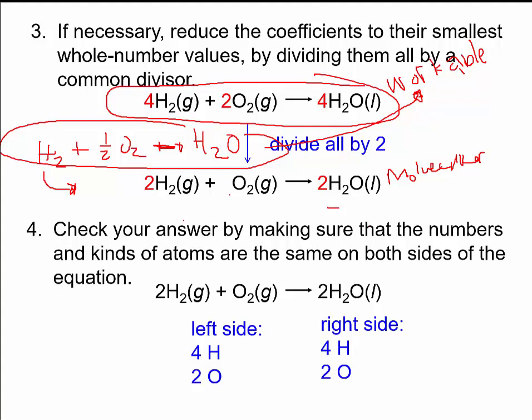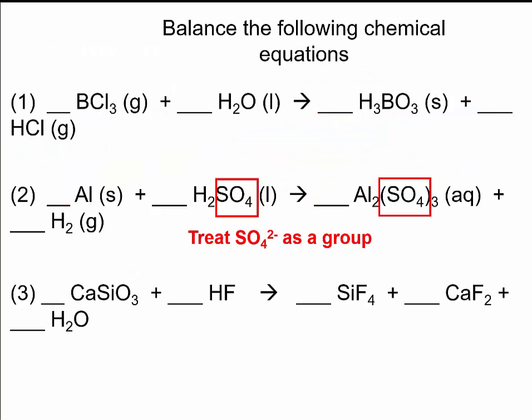Once you've got this guy, lowest common multiple, here I got a 2, multiply everything by 2, get into the coefficients that are smallest, where 1 is going to be your smallest. You check your answer by making sure that the numbers and kinds of each atom on both sides are the same on each side of the equation. Right? So let's do a couple of examples here.